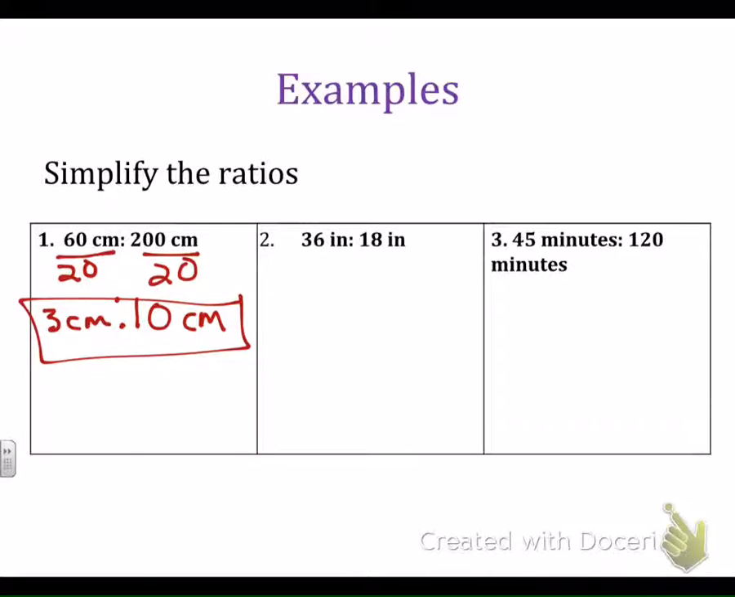Okay, the next one, 36 divided by 18. I can divide top and bottom both by 18. So I'm going to do 2 inches to 1 inch.